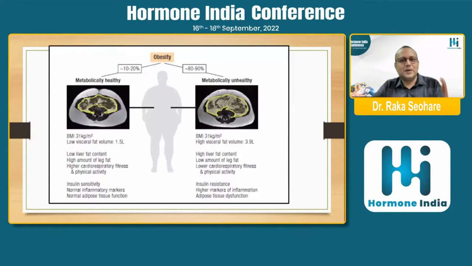This slide has been repeatedly shown in many conferences, and I'll again say that BMI is not at all the criterion. Lower liver fat content, a high amount of leg fat, high cardiorespiratory fitness and reserve, insulin sensitivity and normal inflammatory markers are the main criteria behind that.